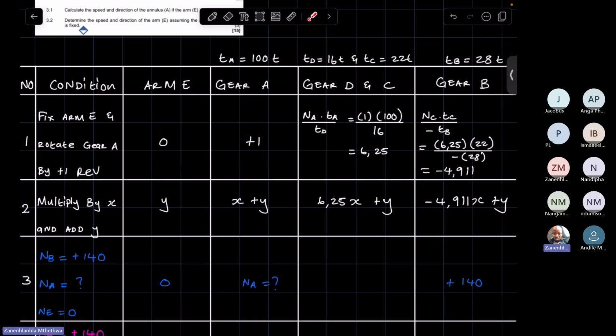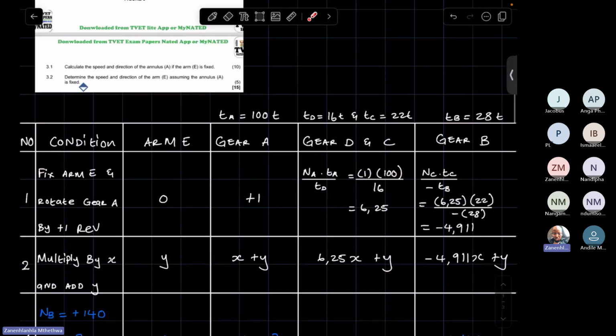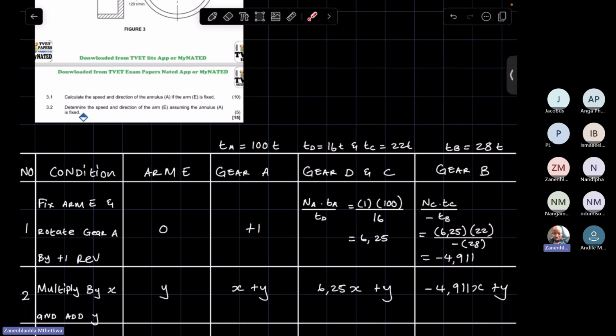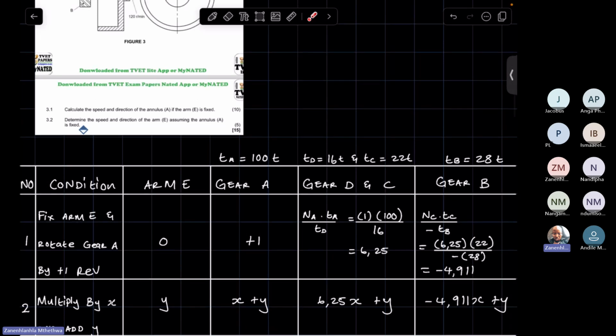Now, how do we get the rotational frequencies of each of these gears if the arm is fixed and the annulus is being rotated by 1 revolution clockwise? It's very simple. You simply follow these guidelines I'm about to tell you. Take note of these guidelines. It makes epicyclic gears very easy.